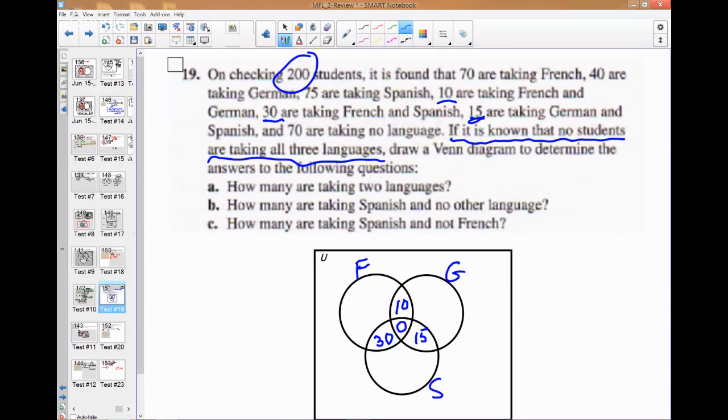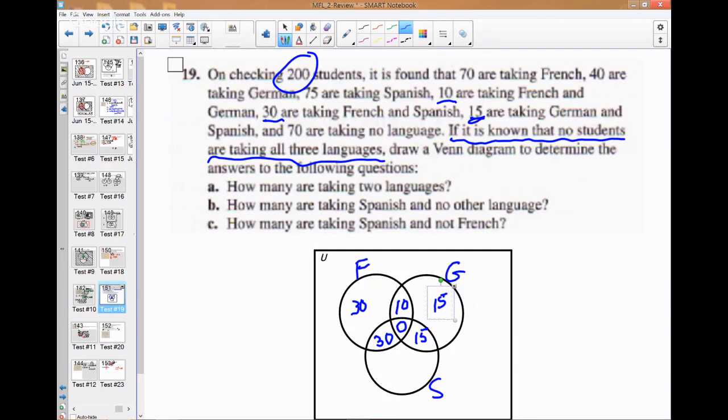And now let's do the singles. 70 are taking French. Right now we have 40 in there, don't we? So that'll make it 70. 40 are taking German. I currently have what, 25? So I need 15 more. And 30 are taking French. That's it for, what about Spanish? We don't know. They didn't give us a single for Spanish.